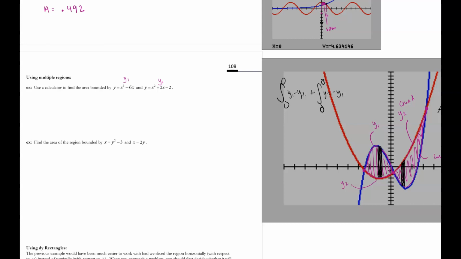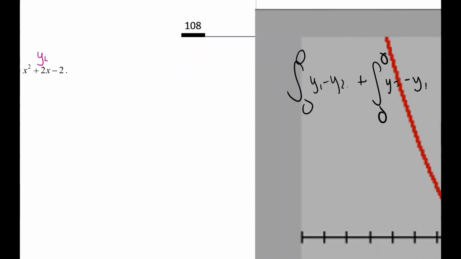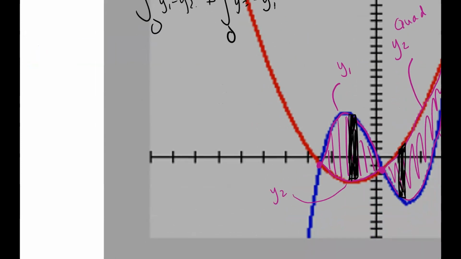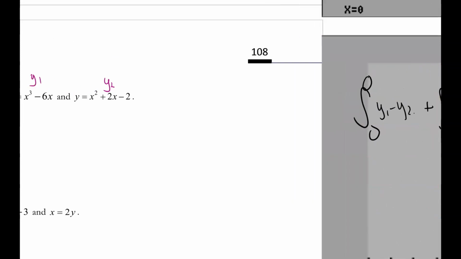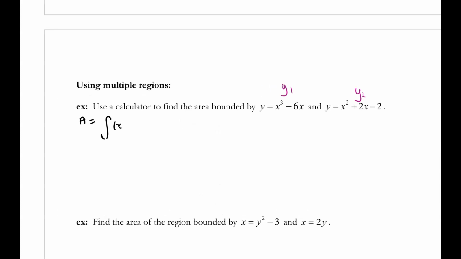All right, so I'm gonna write out the area. Actually, let me zoom in so I can write smaller. The area, we're going to find the area between the first 2 curves, and we said for the first part that our cubic function is on top. So the cubic function is x cubed minus 6x, and then the quadratic function, which is on bottom, is x squared plus 2x minus 2.